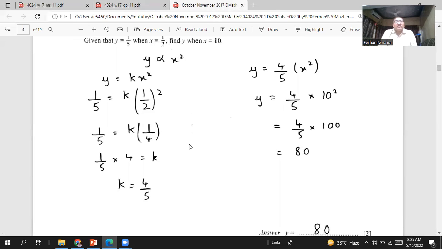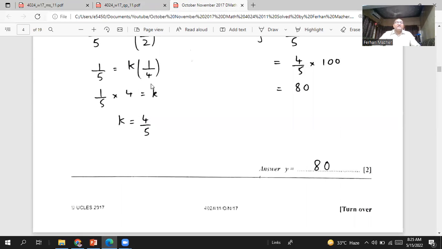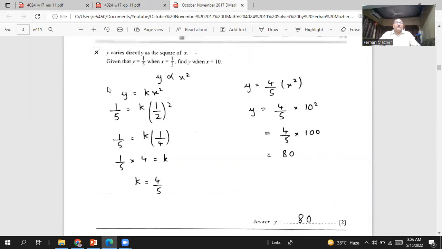So 1 by 5 equals k bracket 1 by 2 square, and 1 by 5 is equal to k into 1 by 4. Bring that 4 to this side. So 1 by 5 multiplied by 4 equals k, so k is 4 by 5. So the formula becomes y is equal to 4 by 5 x square. The question was, what will be the value of y when x is 10? In the place of x, put 10. So y equals 4 by 5 multiplied by 10 square. 10 square is 100. So 4 by 5 multiplied by 100. 5 and 100 can be cancelled. That will be 20, and 20 multiplied by 4 will be 80. So that answer is 80.